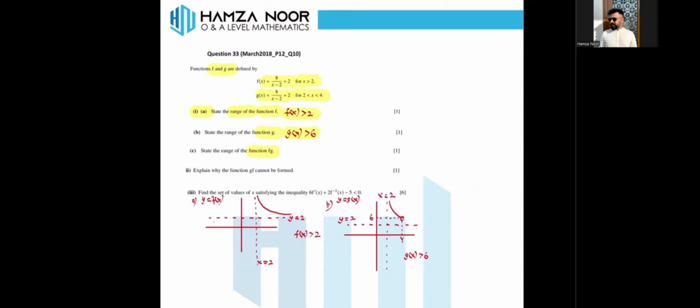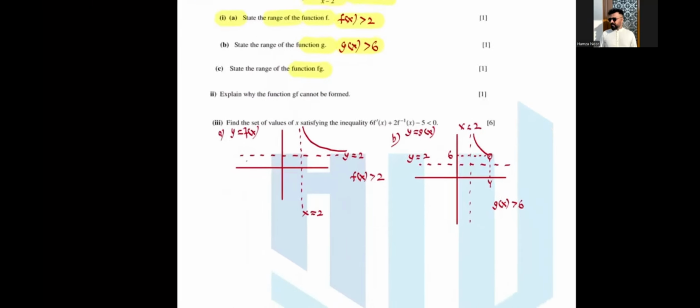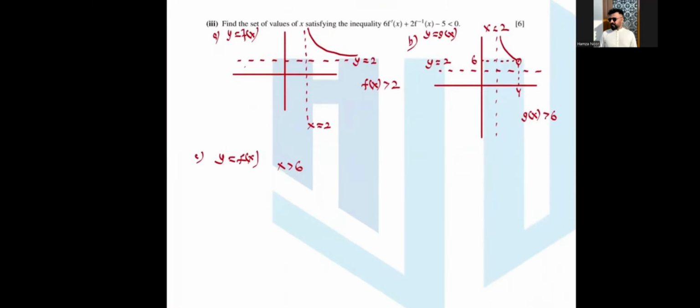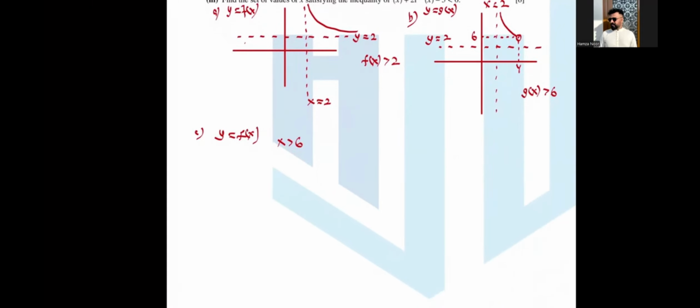And as we have already seen, the range of the function g is that g(x) is greater than 6. So for the fg(x) function, I'm going to sketch the graph of f(x) for the domain x greater than 6. Because the range of g will become the domain of the function f. g is the inner function and f is the outer function. So again, the same expression, but the domain is that x is greater than 6.